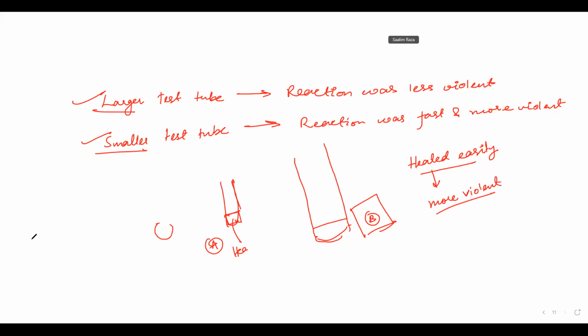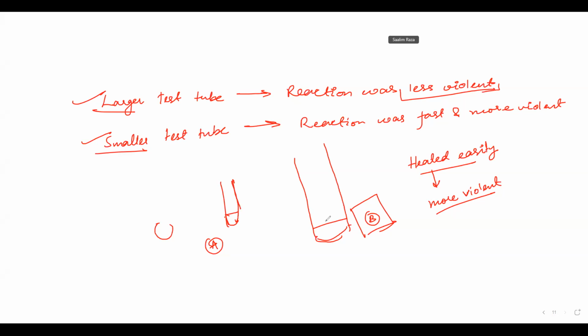So if you increase the volume of a violent reaction, then you will have a less violent and less exothermic reaction. Okay, the effect will not be much. But if you use a small test tube, the effect will be very high. So what is the reason? Because it is getting heated easily. How is it getting heated easily?